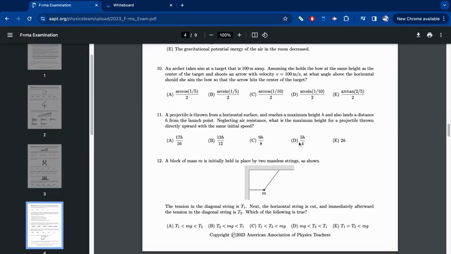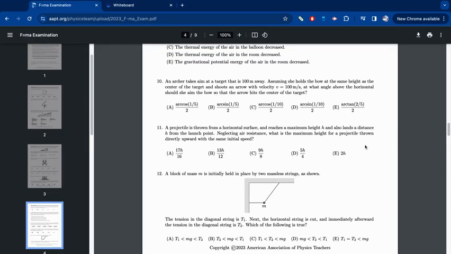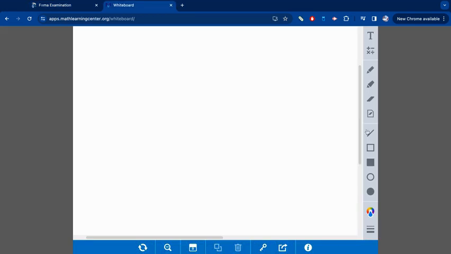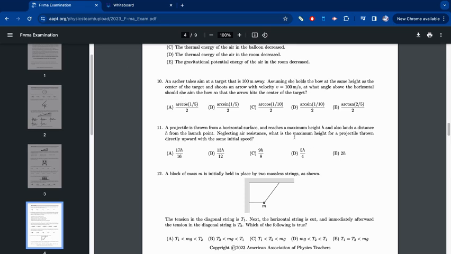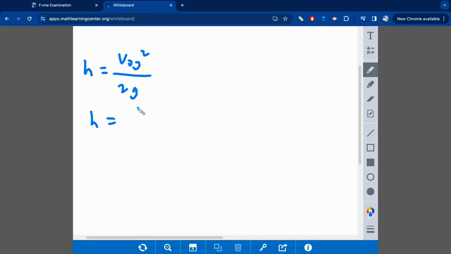Okay, problem number 11. A projectile that is thrown from a horizontal surface and reaches a maximum height h, and also lands a distance h from the launch point. Neglecting air resistance, what is the maximum height for a projectile thrown directly upward with the same initial speed? So there are two formulas we can use here. So the maximum height formula is going to be v0y squared over 2g, where v0y is just the initial y velocity, and we're given that to be h, and we're also given the range to be h, which is v0 squared sine 2 theta over g.